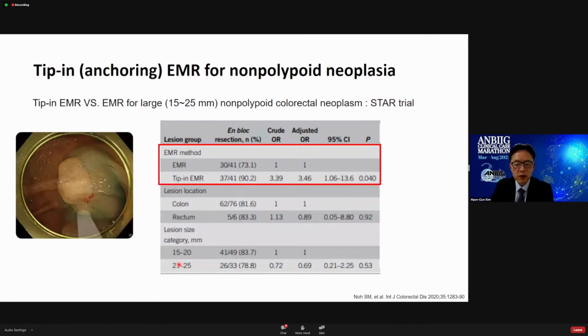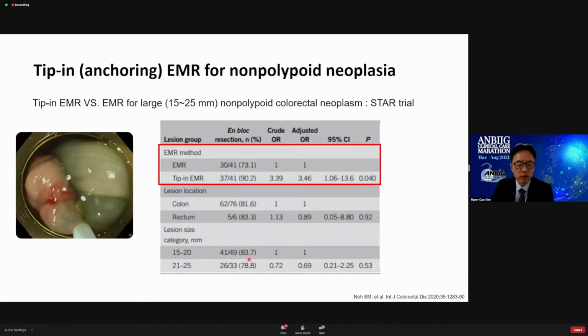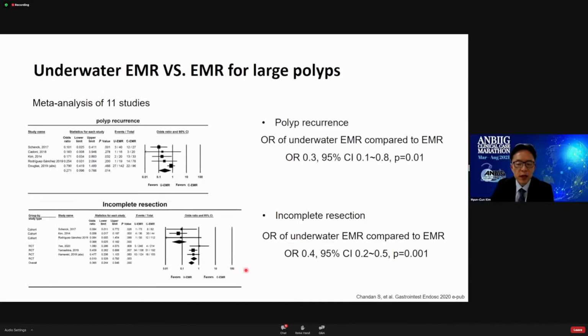Regarding advanced EMR techniques, T-beam EMR, the anchoring EMR, has the advantage of increasing the en bloc resection rate for large non-lifting flat lesions with no increase of adverse events in a recent randomized trial. And underwater EMR showed a lower recurrence rate and incomplete resection rate for removal of large polyps than conventional EMR in a recent meta-analysis.